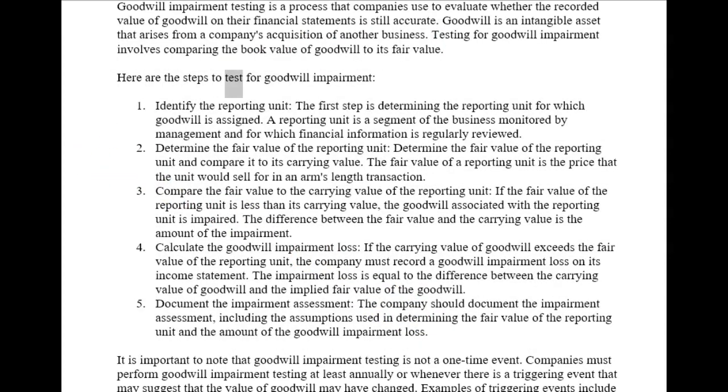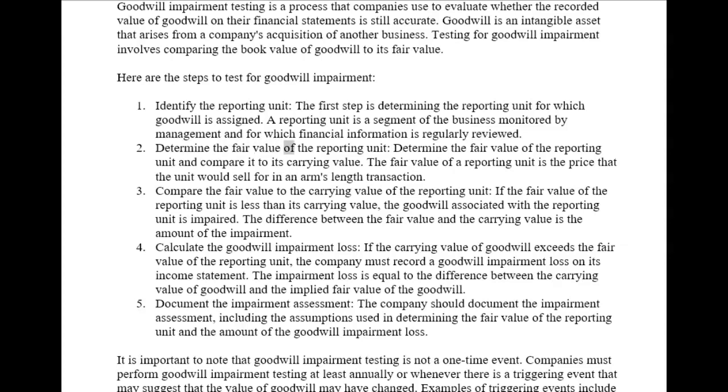Here are the steps to test for goodwill impairment. Identify the reporting unit. The first step is determining the reporting unit for which goodwill is assigned. A reporting unit is a segment of the business monitored by management and for which financial information is regularly reviewed.